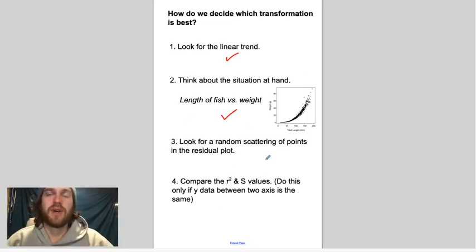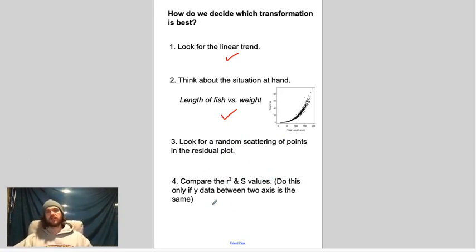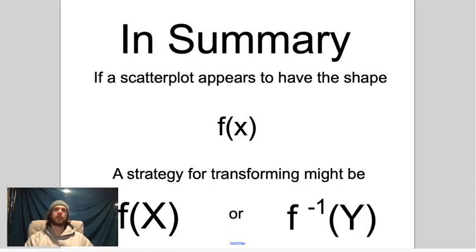Compare r squared and the s values. This only works if the y data between the two models is in the same units. So if they're both in the natural log of y, you're fine to compare models. But you can't compare r squared and s in a model where you took the natural log and one where you did not. So look at those as a guide, but it's really taking all of this into account to make a judgment call. And this is something that takes practice and conversation with your colleagues a lot of the time.